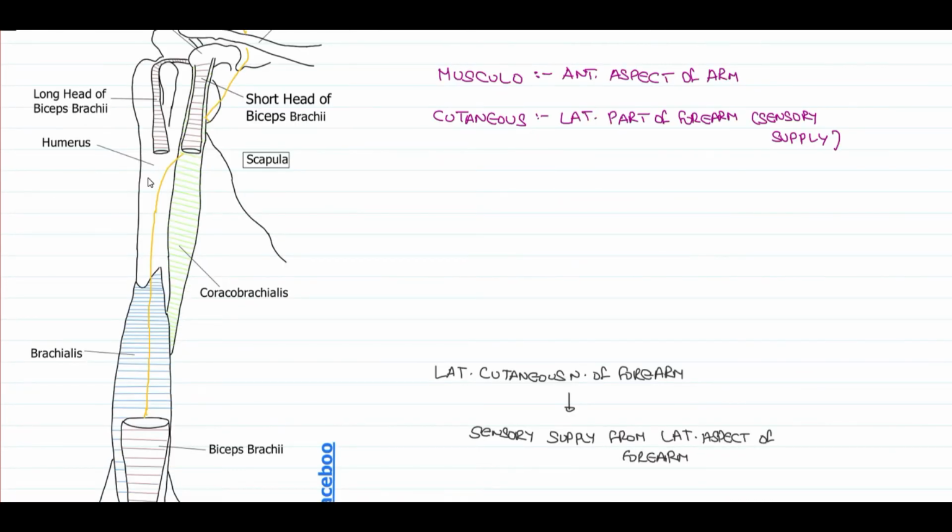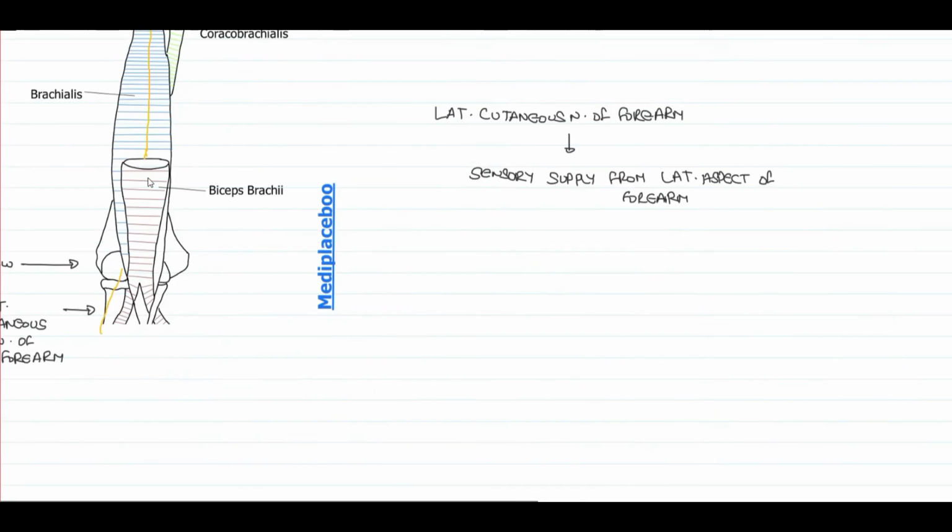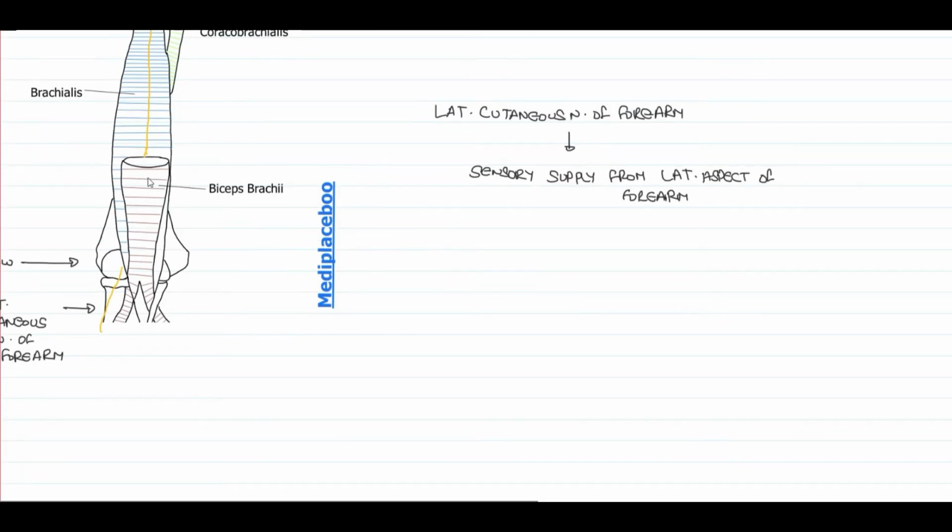The easiest way to remember the muscle supply by musculocutaneous nerve is by the famous mnemonic BBC, that is B for brachialis, B for biceps brachii and C for coracobrachialis. Now, the important point to remember is that the lateral cutaneous nerve of forearm will pierce the deep fascia and will continue its path further.